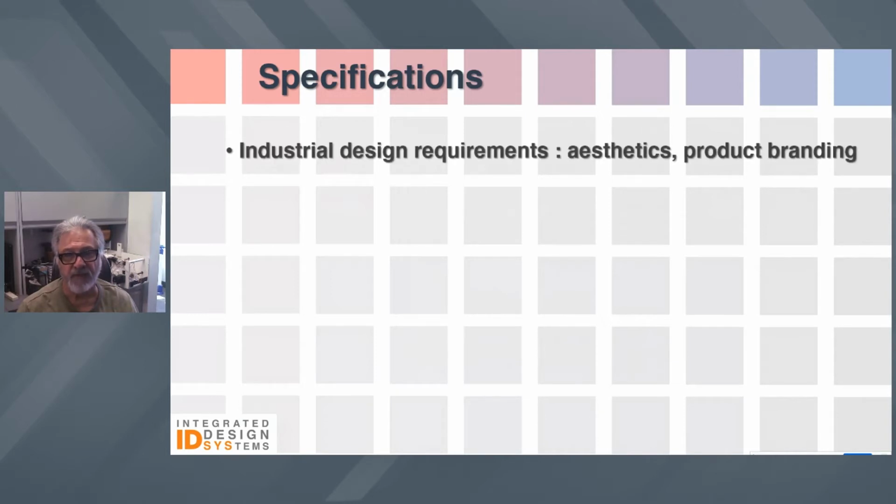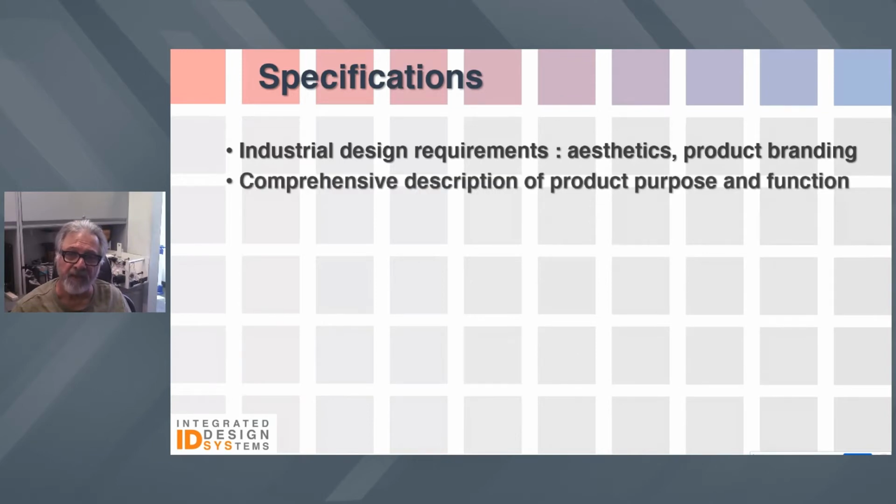And in defining these specifications, depending on a project or the product, you may include industrial design requirements, which include aesthetics, branding, and a number of other parameters that are specifically important to industrial designers. And this of course will affect the product design. In addition to that, in these specifications, you should include a comprehensive description of the product's purpose and function. And this is sort of an obvious but important consideration that should be defined.